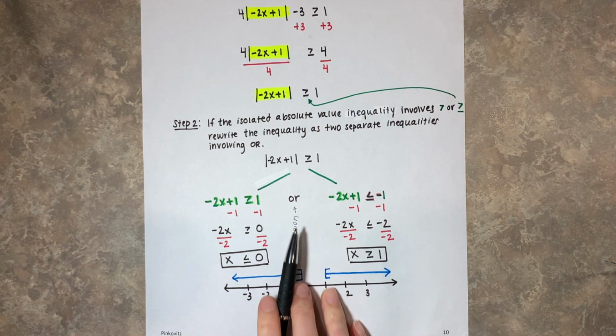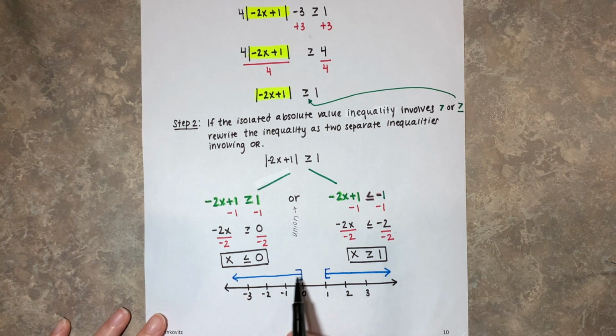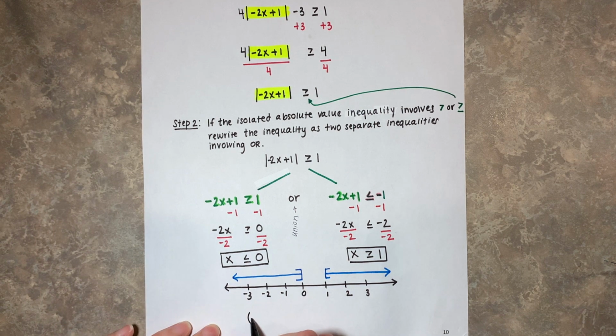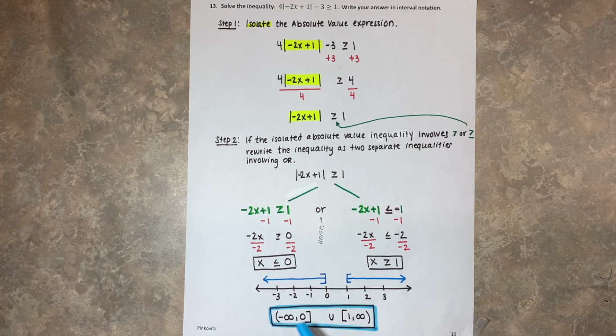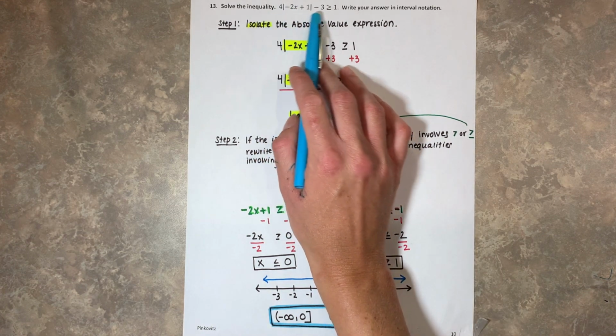Again, the word or means union, so for our final answer, we describe all of the solutions in this set as well as all of the solutions in this set. We can describe these solutions as negative infinity to 0, and we can describe these solutions as 1 to infinity. So if you plug any number in this interval, or any number in this interval, in for x into the original problem, you'll get a true statement.